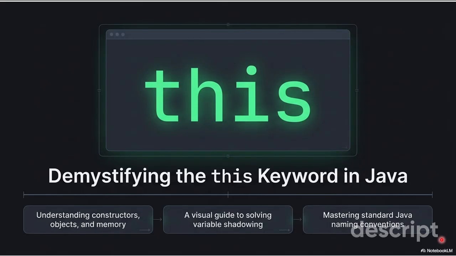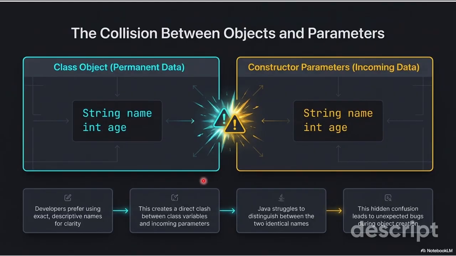So today we are going to learn about the this keyword, which is one of the most important keywords in Java, because when we are working with OOPs, the this keyword comes into action. So we are going to demystify the this keyword, which means we are going to understand everything about it: the collision between objects and parameters, and why we require the keyword this.